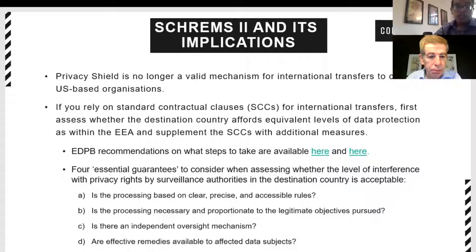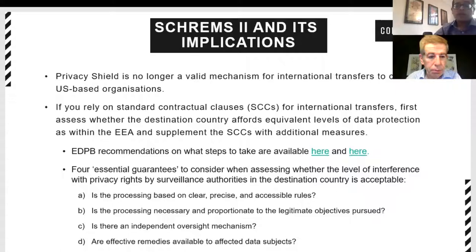In addition, you could also consider what practical measures you can put in place with the data importer. So for example, you could make sure that any transferred personal data is encrypted, with only a limited number of staff in the importing organization having access to the encryption key, and those staff having effective training on their data privacy obligations. It's important to make sure you document everything you do in terms of that to ensure your compliance with the GDPR's accountability duty.